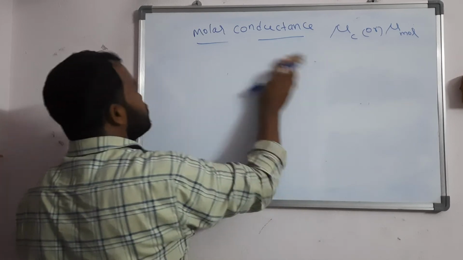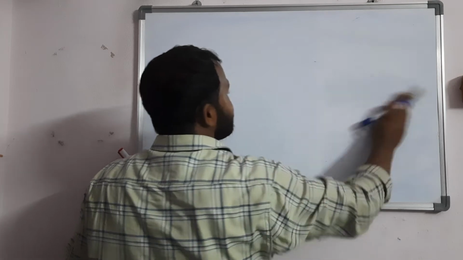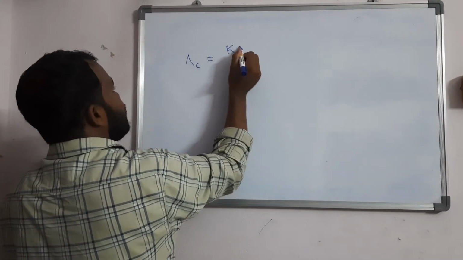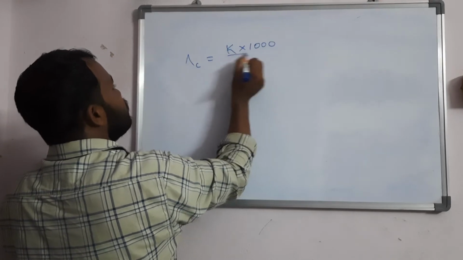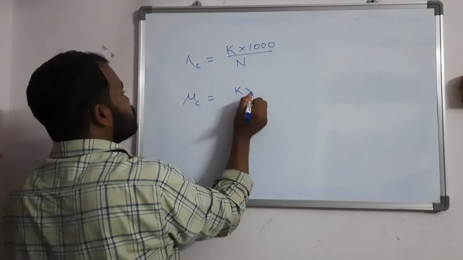Next, the relation between equivalent conductance and molar conductance. So what is the relation? Lambda C is equal to K into 1000 by N for equivalent conductance. Mu C is equal to K into 1000 by M.